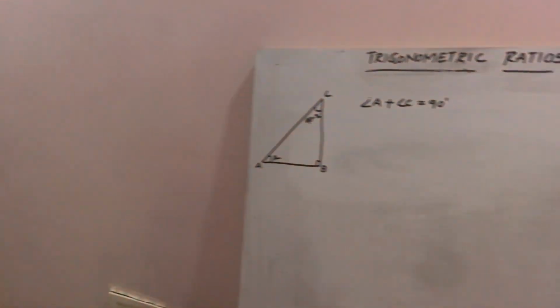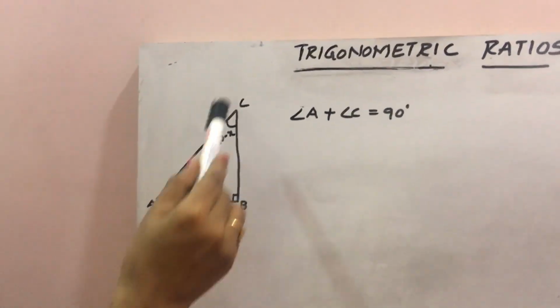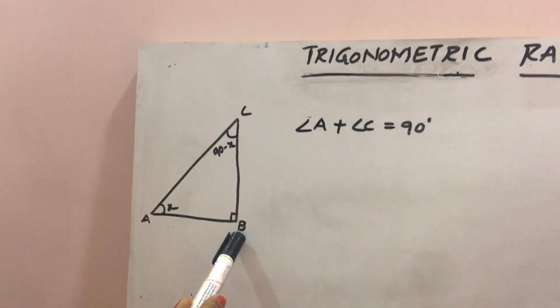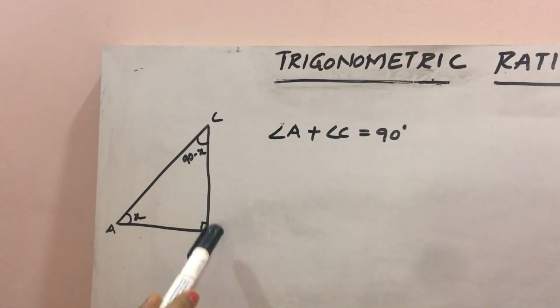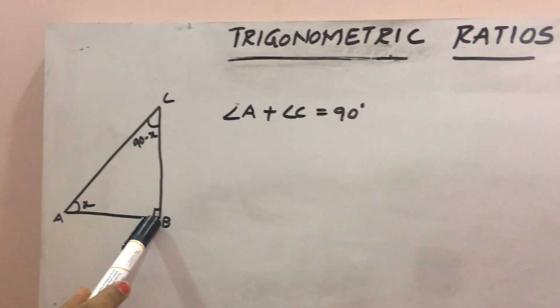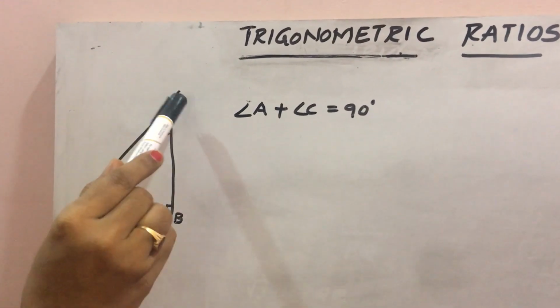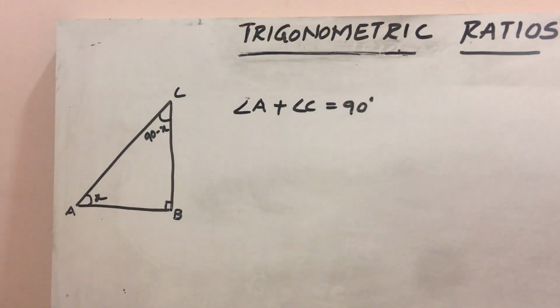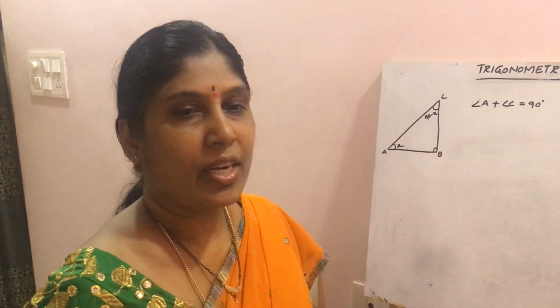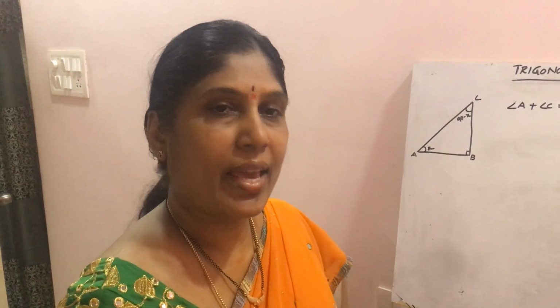Now let us consider one right angle triangle ABC, which is right angle at B. Here right angle at B means the angle B is equal to 90 degrees. What about angle C and angle A? Sum of these angles must be equal to 90 degrees. Let us see the trigonometric ratios for an angle X.